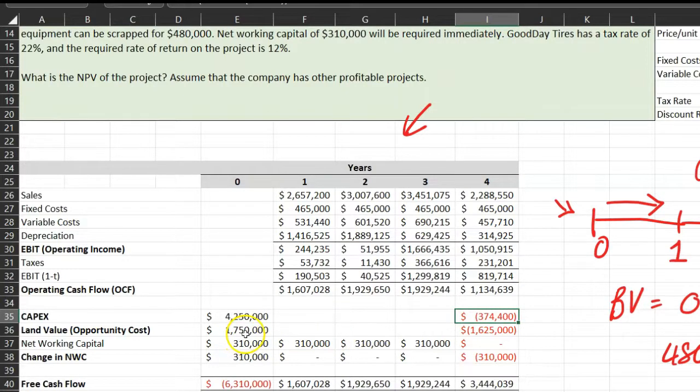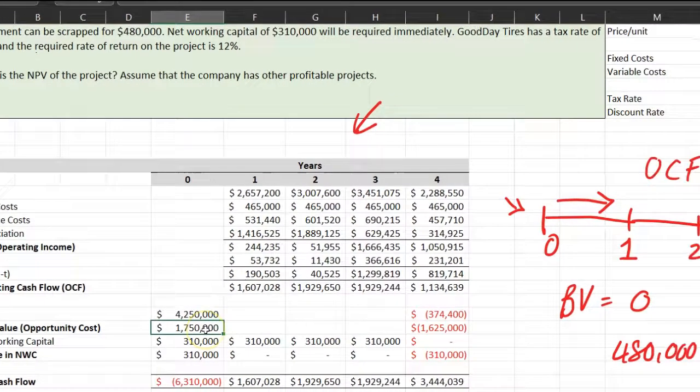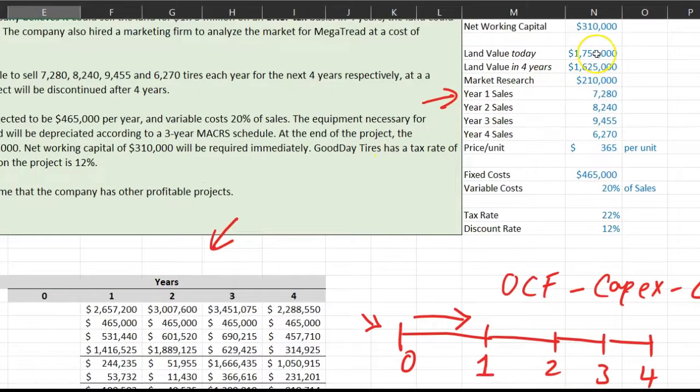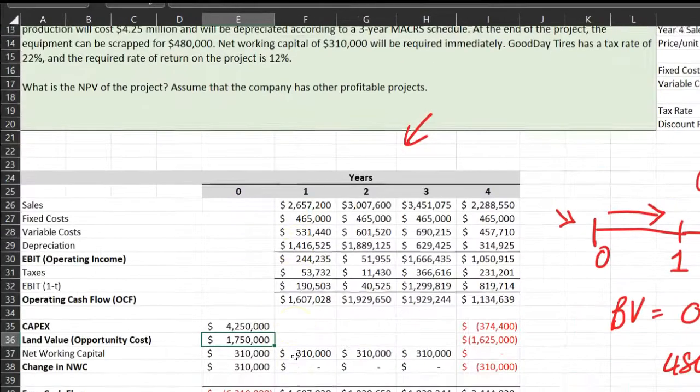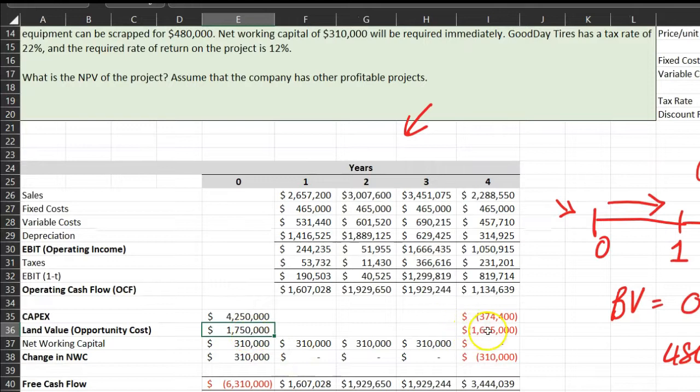The other important thing here is that the value of the land, even though we own the land, the fact of the matter is that at time period 0, when you're committing that piece of land, there's an opportunity cost associated with it. So essentially, it's like you foregoing $1.75 million, which is the appraised value of the land today. And in 4 years, that land is going to become free again, and you technically will be able to sell it again.